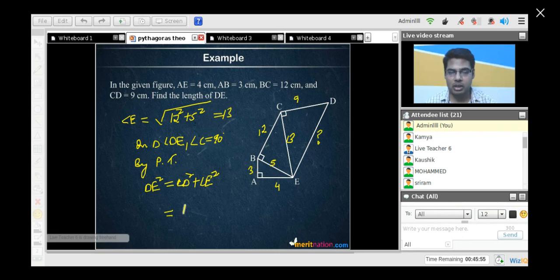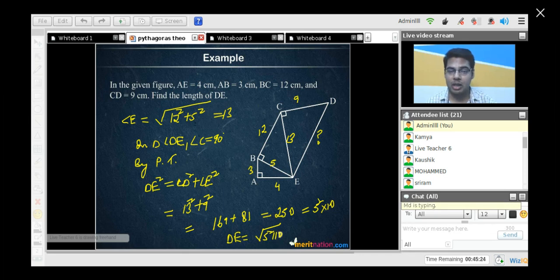CD square is 13 square plus 9 square, right? Now 169 plus 81. What is the sum? So friends, please try to first of all tell me what is the sum. 250. Okay, very good. Absolutely correct. Right? Now 250 is what? 5 square into 10? Very good. Right? So we can say that DE is equal to nothing but under root 5 square into 10.